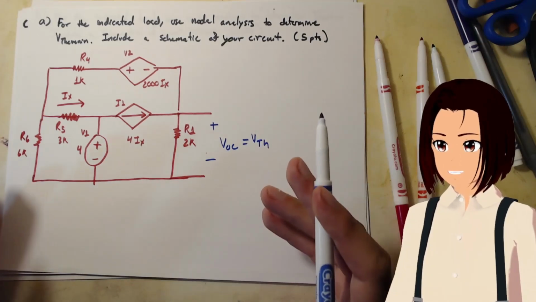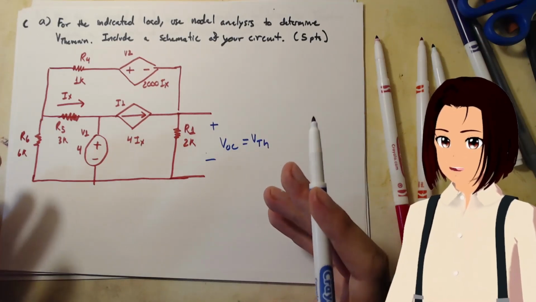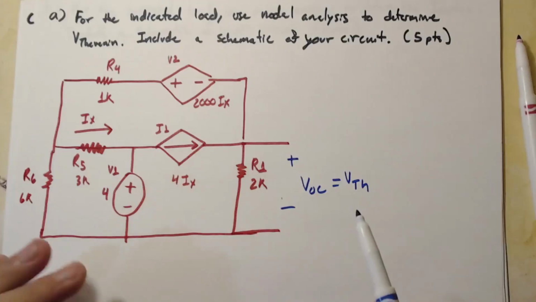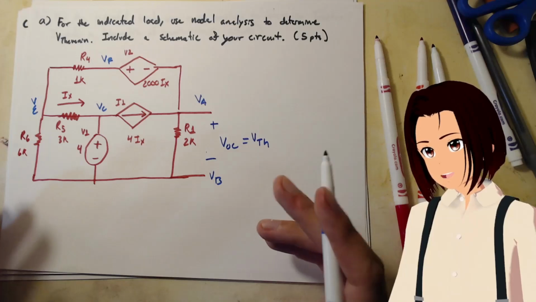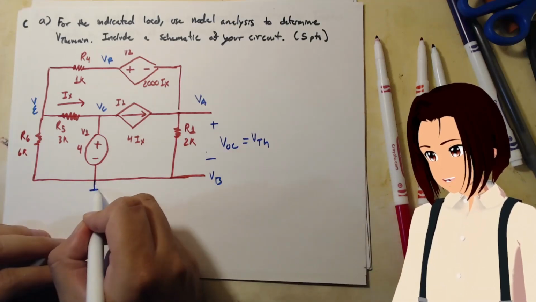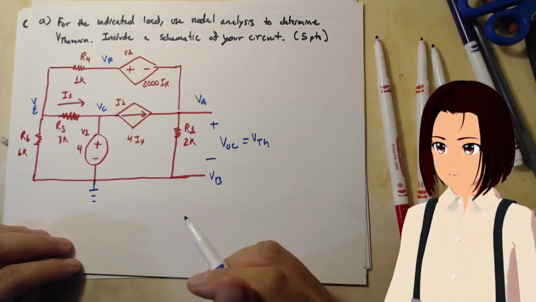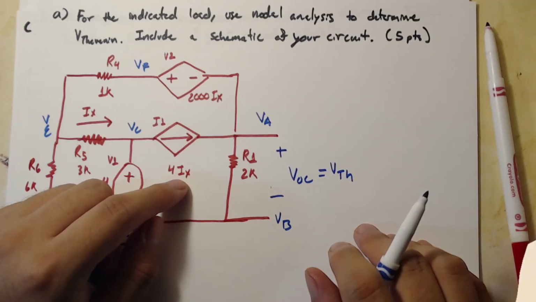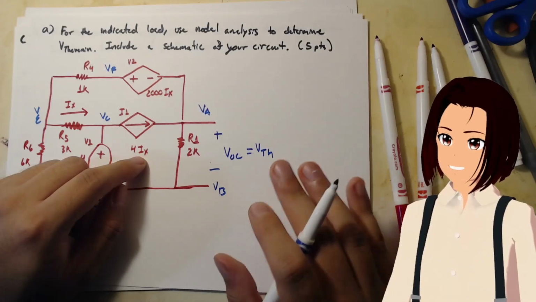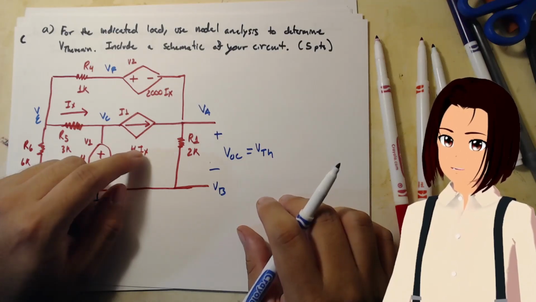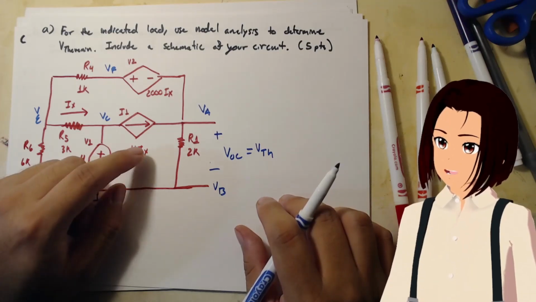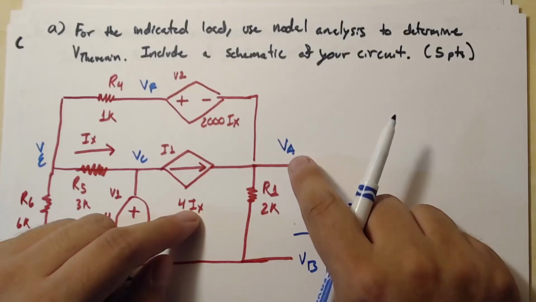The question asks us to do node analysis, so let's write the nodes. Let's choose this as ground. This is probably the obvious choice for ground. Ix is the dependent variable in question. Dependent circuit problems usually require you to find the dependent variable, so we're going to have to get Ix. We're also going to need VA because VA is Thevenin.